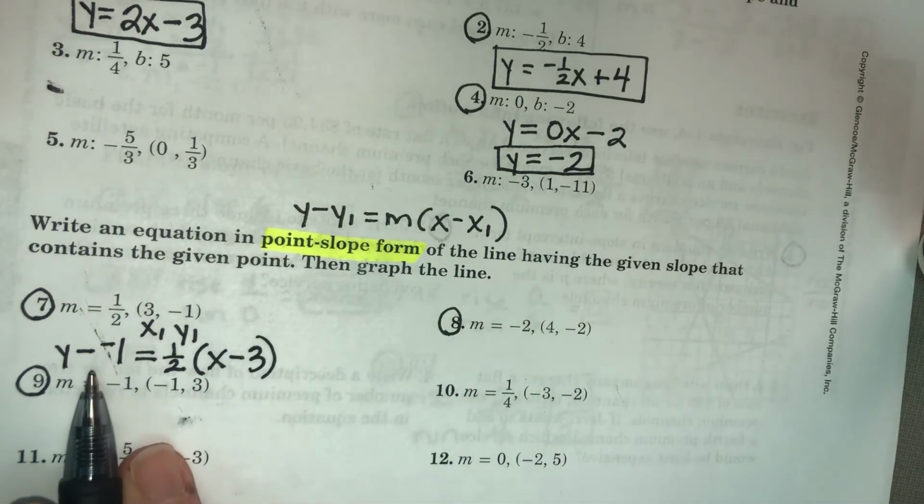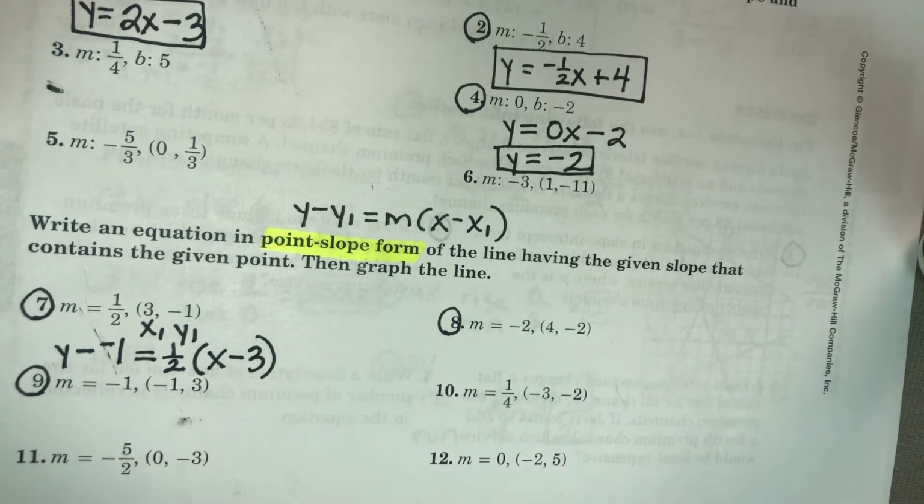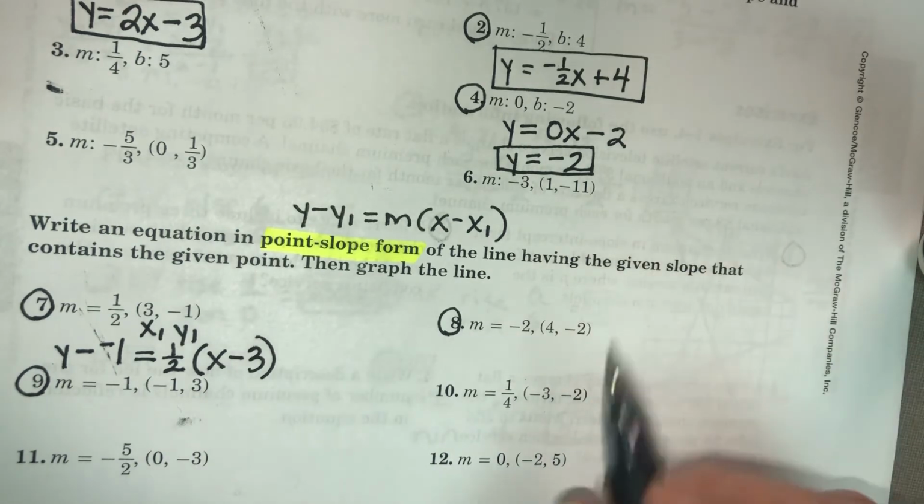Now, you might have also changed y minus -1 to y plus 1 because that means the same thing and is probably more simplified, so that would be great if you did that. But this is also correct and fine to leave it like this. Okay, let's look at number 8.